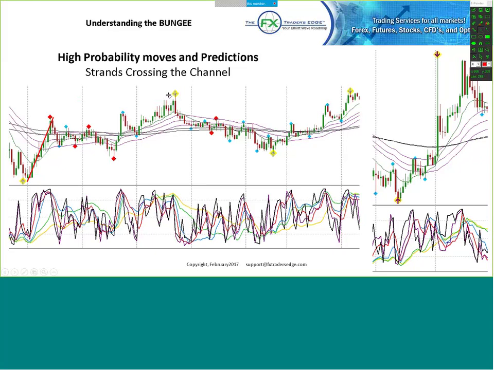And what we already know is that if you get a yellow semaphore, its partner is the green crossing the channel. So if you get the yellow semaphore without the green bungee crossing the channel, it's going to go further until the green bungee does. And if the green bungee crosses the channel without the yellow semaphore, it's going to go further until you get the yellow semaphore.